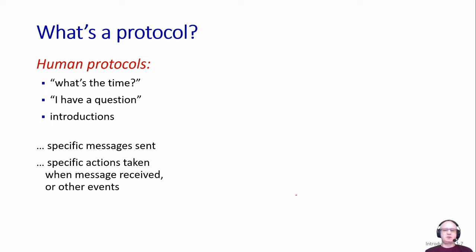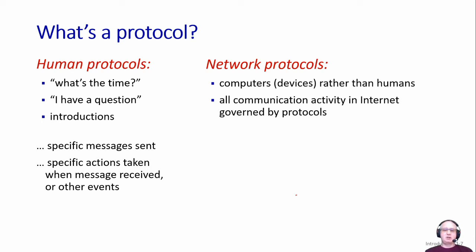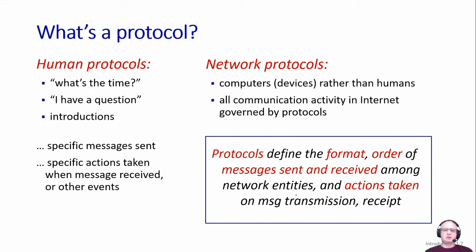So this typically involves some agreement on what messages should be sent and what action the receiver takes upon receipt of these messages. And it is the same with network protocols, except here the parties are computers or devices rather than humans, and these protocols are more formally specified in these RFCs that I mentioned earlier. More precisely, protocols define the format and the order of those messages that are sent and received among the participating network entities, and also the actions that they take when they receive some of these messages, in some cases also when these messages are being transmitted.